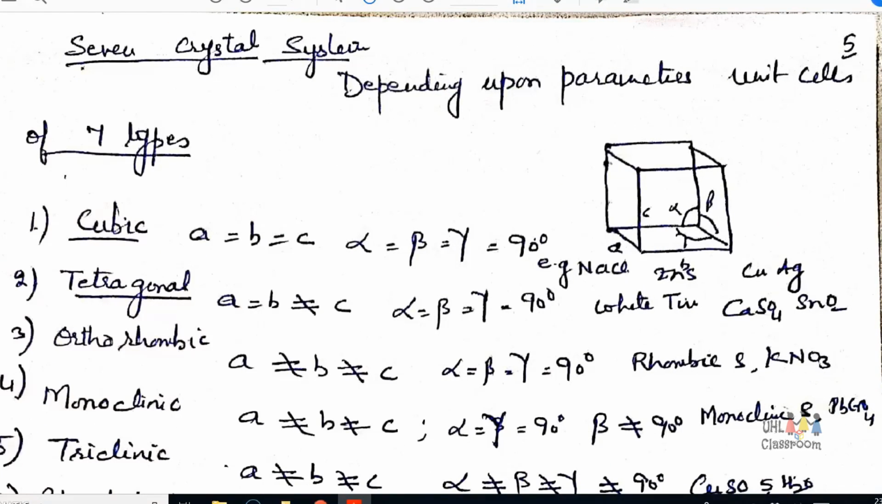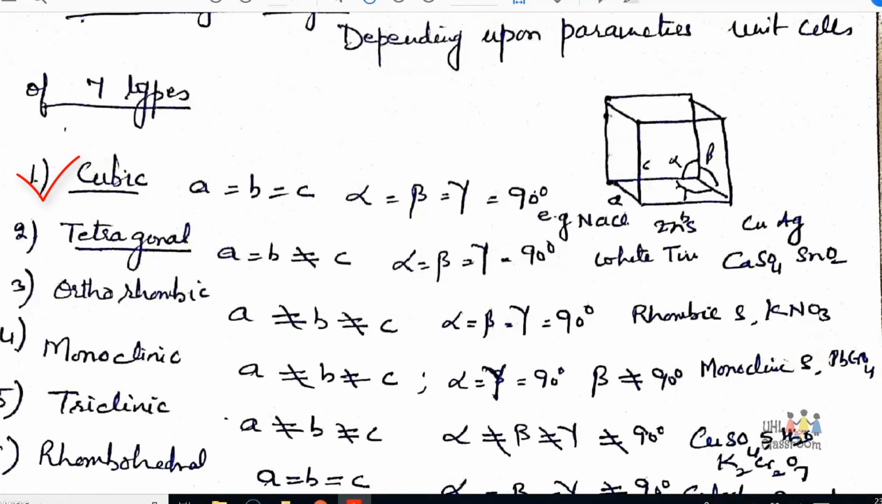Depending upon the parameters of unit cell, the unit cells are of 7 types. They are also called as 7 crystal systems. One is cubic, in which all the three sides are equal and all the angles are of 90 degree. Example is NaCl, zinc sulfide, copper, silver, etc. Second is tetragonal, in which two sides are equal but third side is not equal, but all the angles alpha, beta and gamma are of 90 degree.